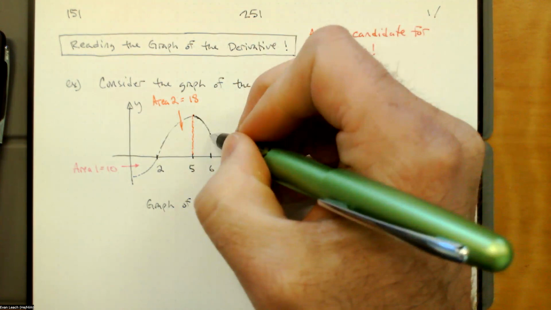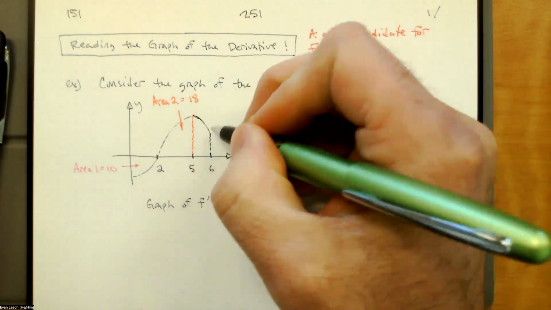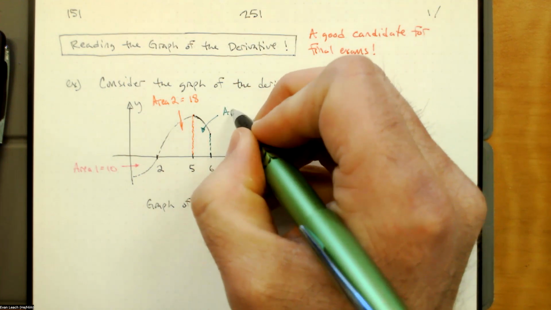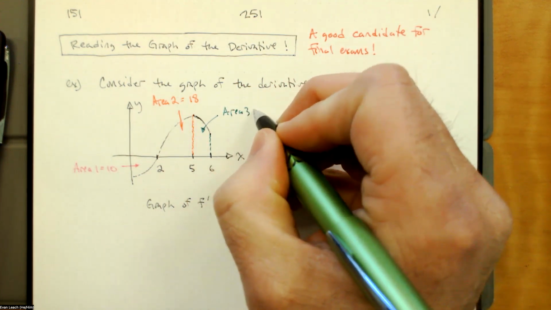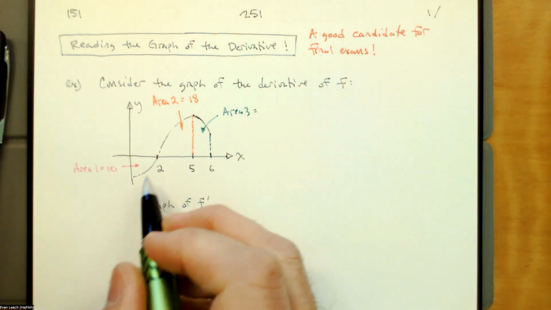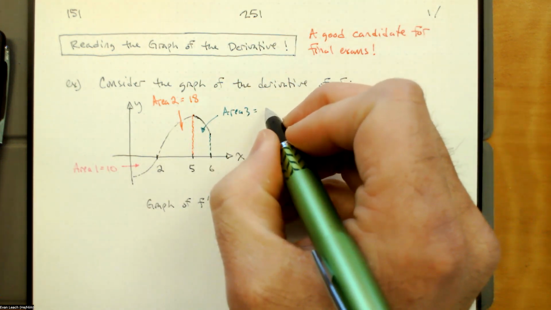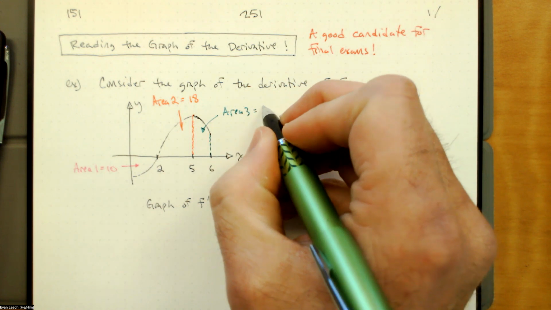And then I'll say here, area 3 from 5 to 6. That looks like maybe it's a little bit less than that one. Let's call it 12.